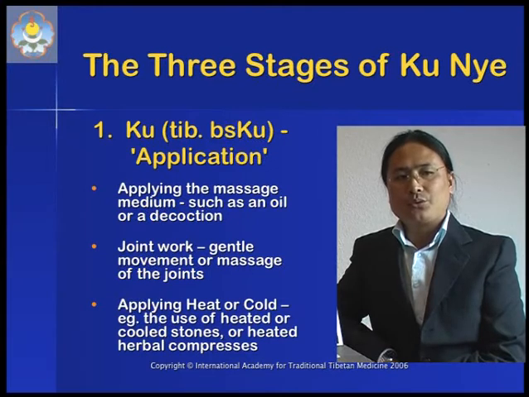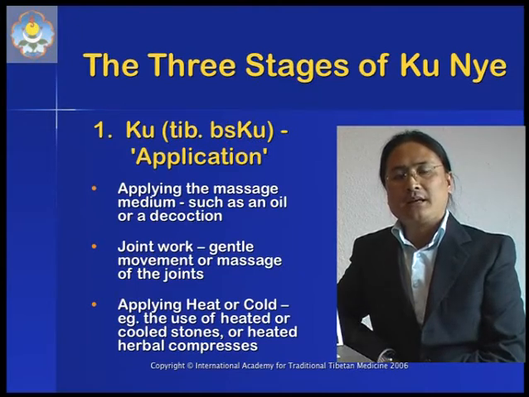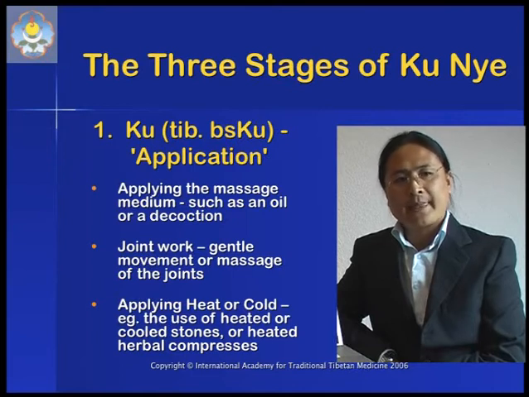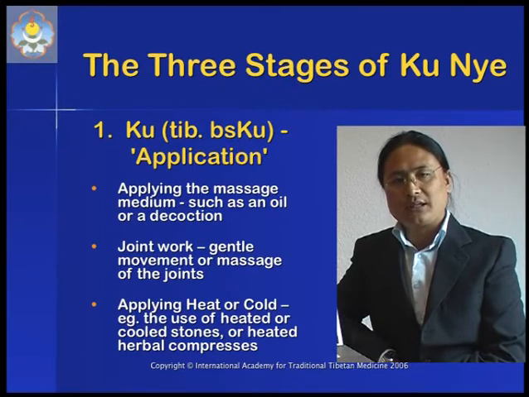First one is called the Ku, application. Application of oil or oily substances like butter or milk and so on, and also application of decoctions. In our study, the Ku is divided into 3 different parts. The first one is applying the massage oils or decoctions, which we could call chukpa. Then the second part in Tibetan is called tsikjor, or in English joint work, movement of the joints. This part of the theory is quite close to yoga movement. And the next one is called sowa in Tibetan, which is application of heat.